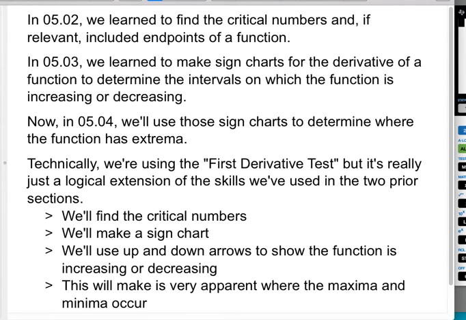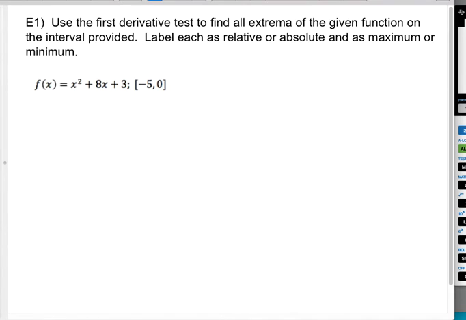So finding critical numbers, making a sign chart, and then using those up and down arrows to get a basic visual gist for what's happening in the function, and that'll make it really readily apparent where there are maxima and minima. Okay, so moving on. Use the first derivative test to find all extrema of the function on the interval provided. Label each as a relative or absolute, and also as a maximum or a minimum.